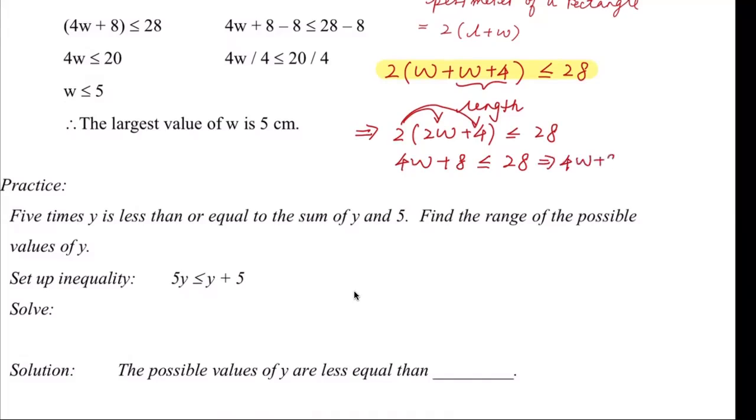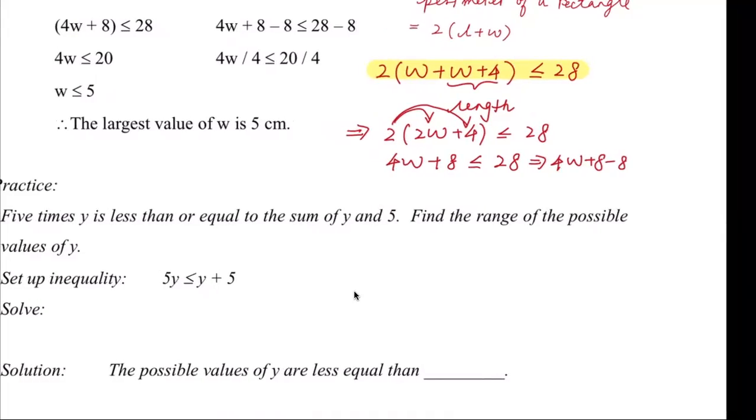4W plus 8, subtract 8. Since this is not multiplying or dividing a negative number on both sides of the inequality, the sign doesn't change. It stays the same, smaller than or equal to 28 minus 8, right? Because you subtract 8 from the left-hand side of the inequality, in order to keep the inequality the same, you need to subtract 8 from the right-hand side as well.